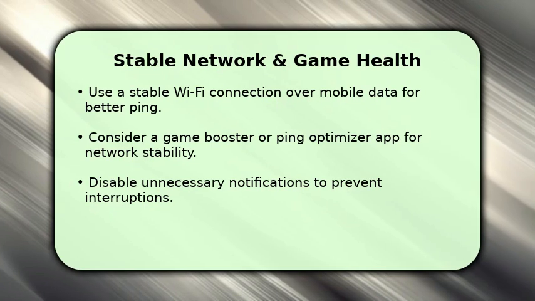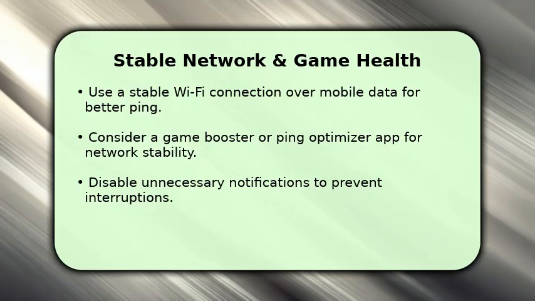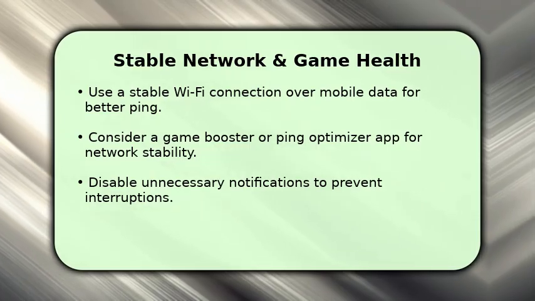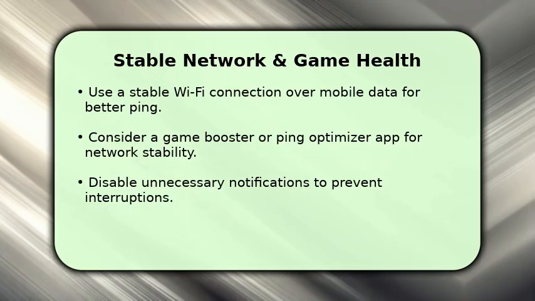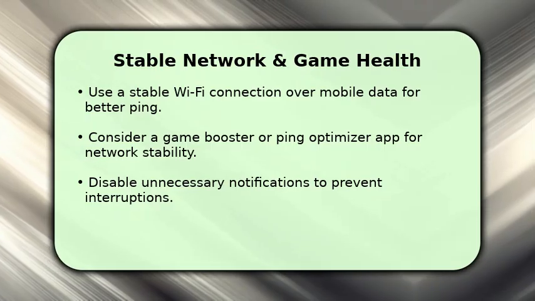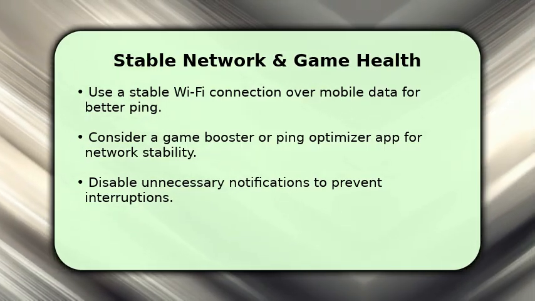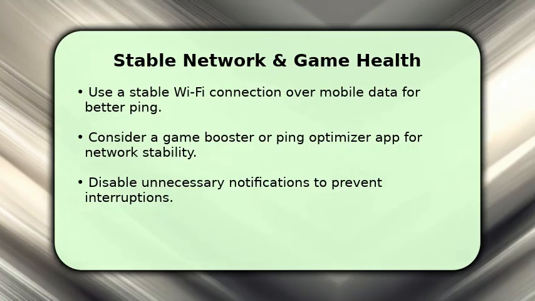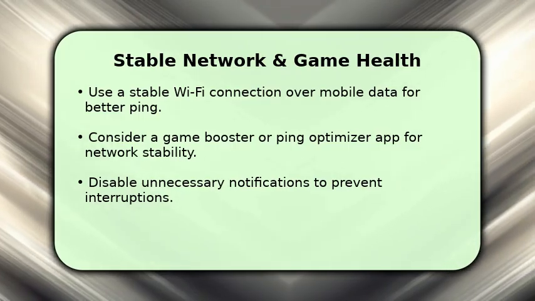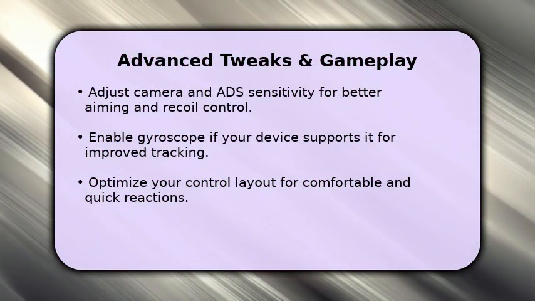A stable network is vital for lag-free gaming. Always prioritize a reliable Wi-Fi connection over mobile data to minimize ping spikes. You might also explore using a reputable game booster or ping optimizer application to stabilize your network route. Furthermore, turn off all unnecessary notifications to avoid disruptive pop-ups during intense matches. If issues persist, use the in-game repair option or reinstall PUBG Mobile to ensure a clean, optimized installation, removing any accumulated junk files. Finally, fine-tune your advanced settings for a competitive edge.